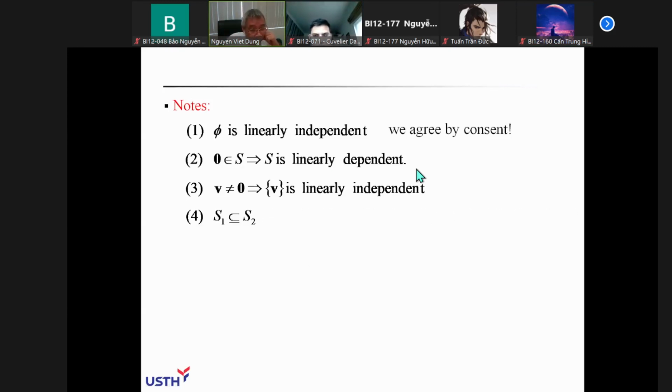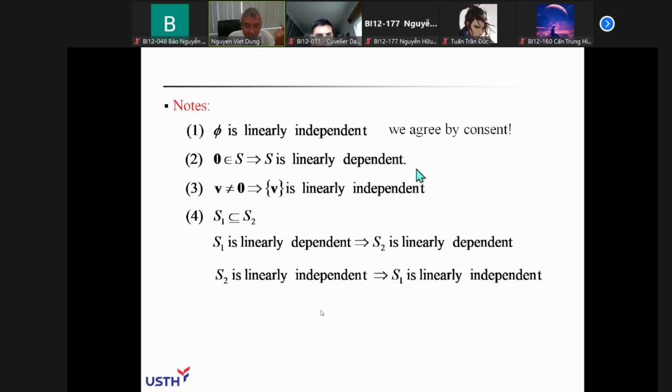Next, if you consider two subsets S1 and S2, and suppose that S1 is contained inside S2, then we have two things. The first one is that if the small set S1 is linearly dependent, then the big one, S2, is also linearly dependent. And the other thing is that if the bigger one, S2, is linearly independent, then the smaller one will be linearly independent. So I can explain that to you in Vietnamese.